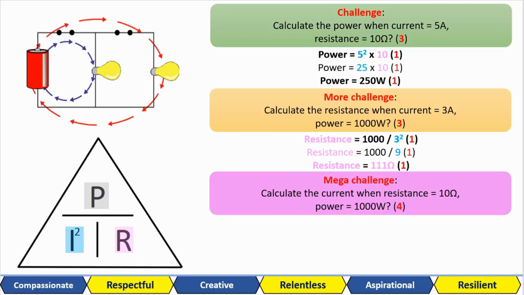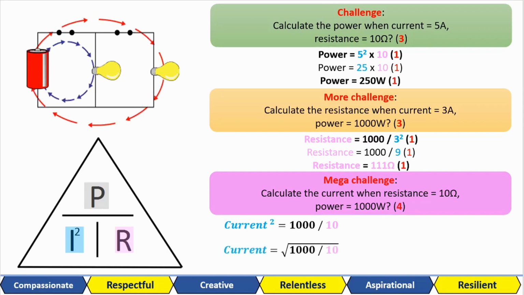Current squared is power over resistance. Subbing our numbers gives us 1000 over 10. We need to square root the right hand side to give us the value for the current. 1000 over 10 gives us 100, and therefore the answer there will be 10 amps.